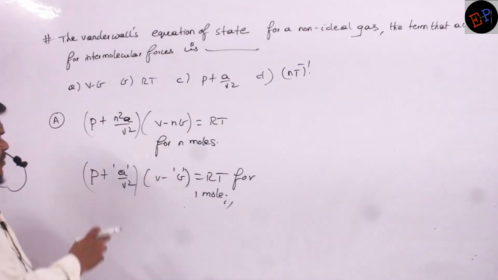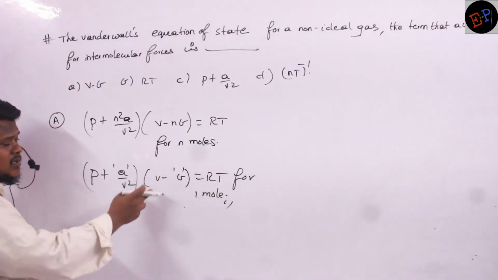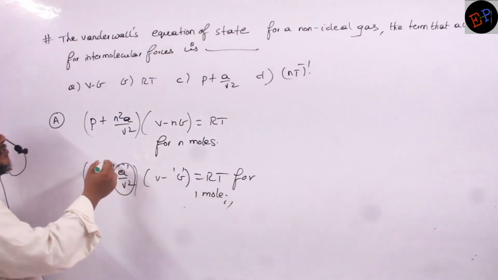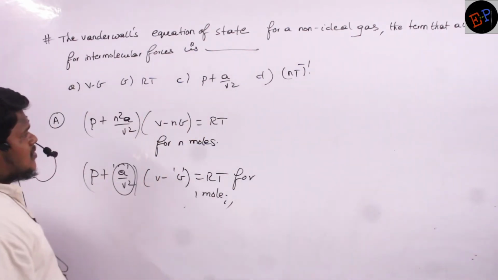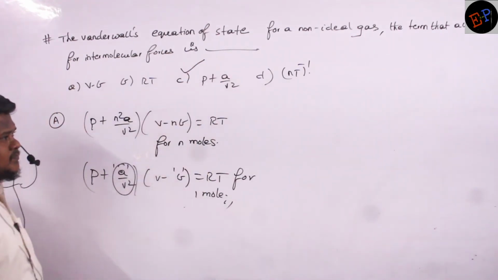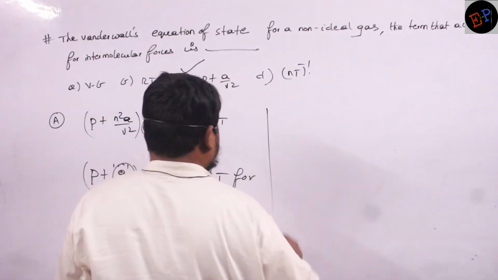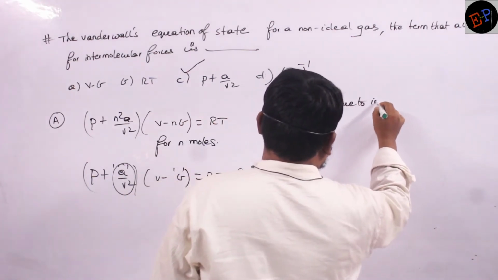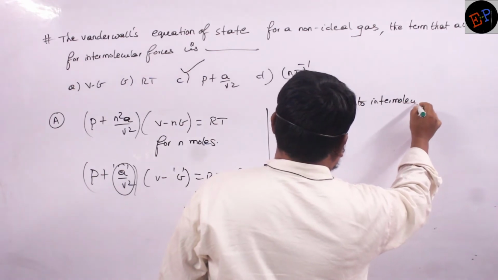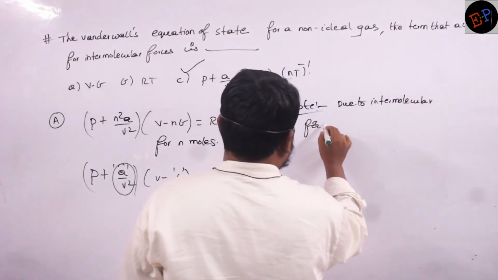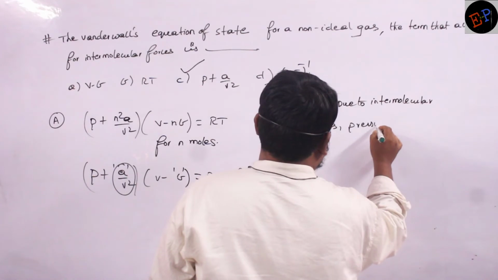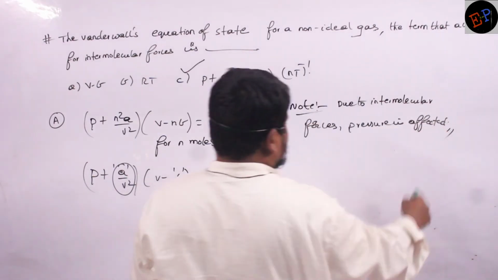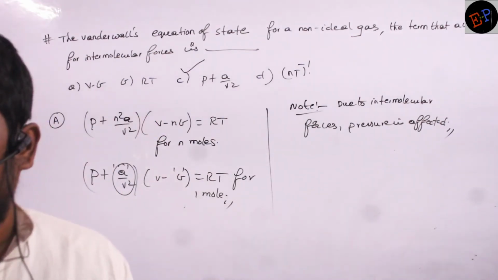So because of intermolecular forces, what is changing? Volume is not changing, pressure is changing. Therefore, this is the correction term that accounts for intermolecular forces. So this is our answer. Understood? If you forget, make a note here: due to intermolecular forces, pressure is affected. So we have to write a correction term for pressure.